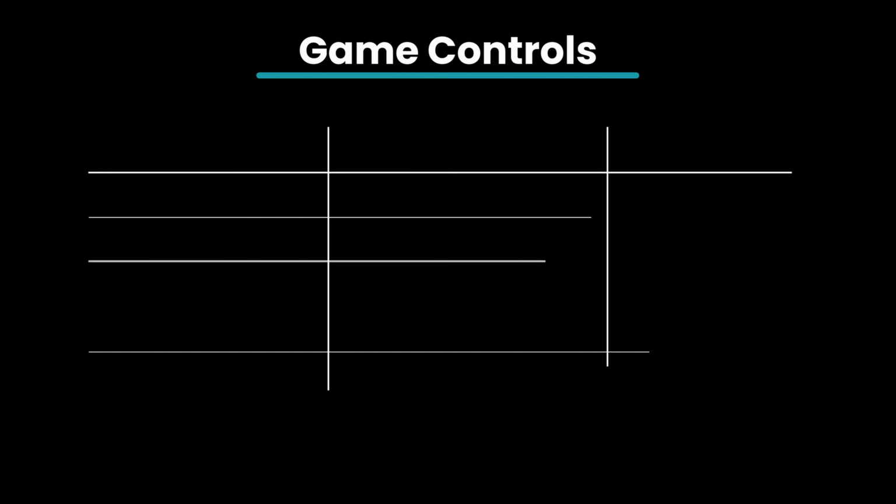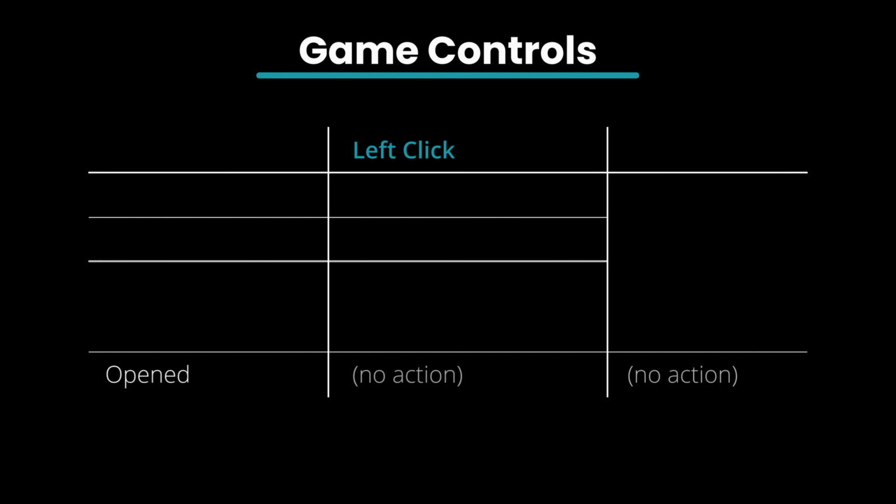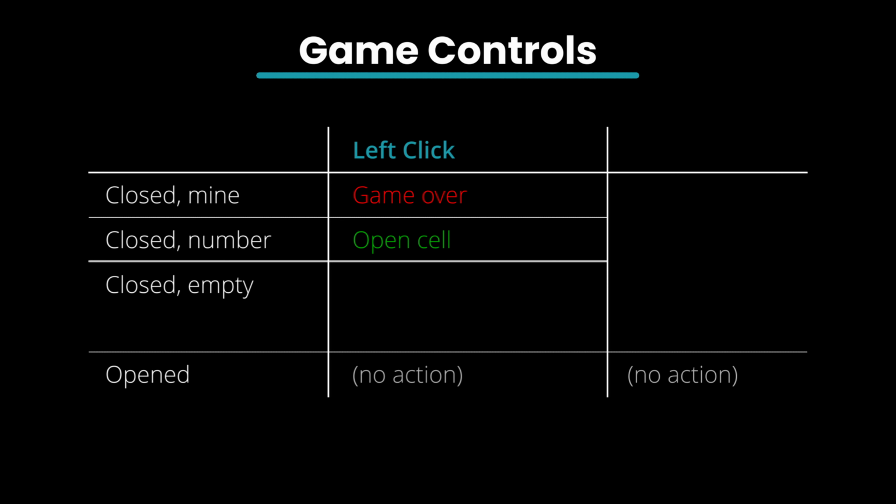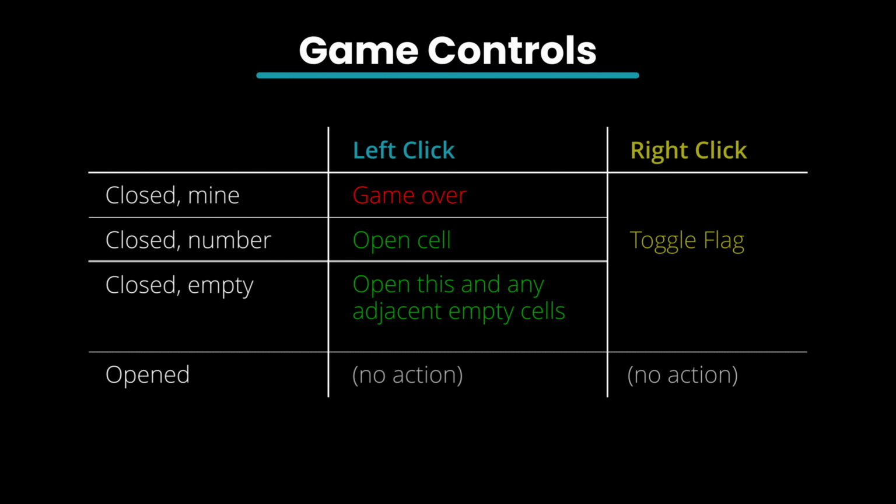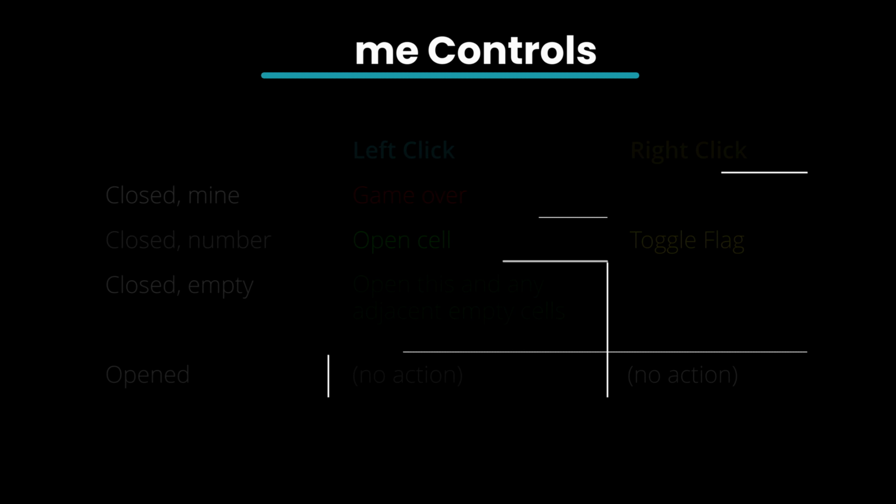The game controls is pretty basic. We can only interact with the closed cells, and so with the left click, if you click on the closed mine cell, it will be a game over. If you click on the closed number cell, we reveal just this cell. If you click on a closed empty cell, we reveal this and all adjacent empty cells together. And with the right click, we also can interact only with the closed cells. And we do toggle flag on the right clicked cell. And also, we cannot reveal a flagged cell.